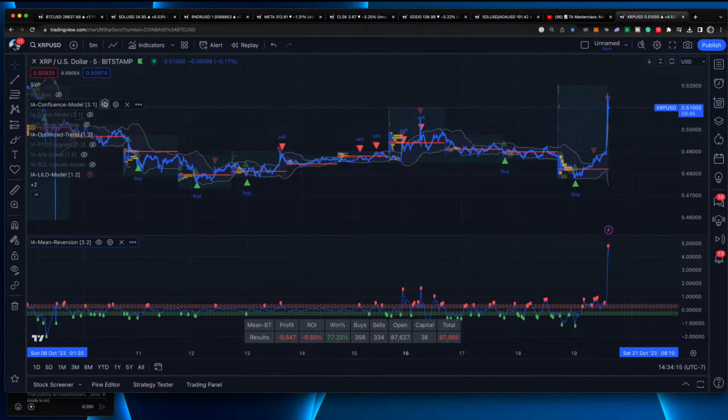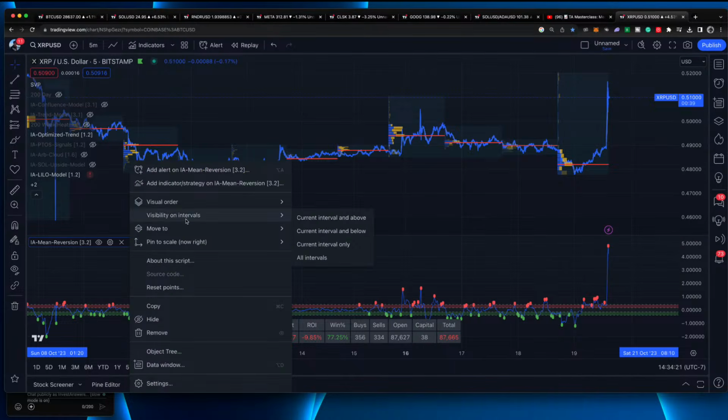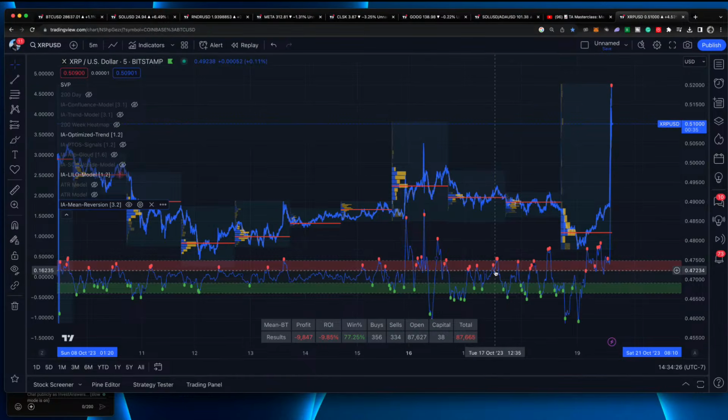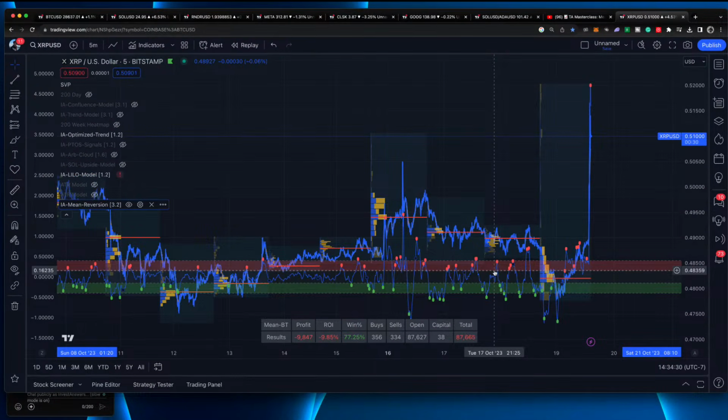I'm going to turn off my Confluence model. That's a separate model altogether. And I'm going to overlay this on top of the chart like we did before. And you can see here, wow. So what you're looking at is a crazy move in standard deviation.